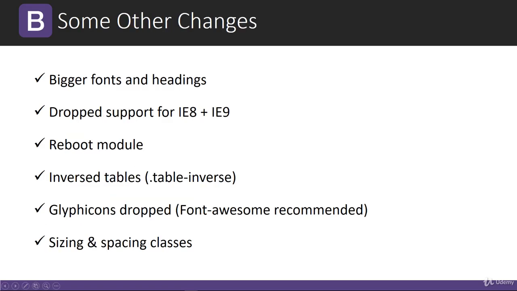Alright, so some of the other changes to note. There's now bigger fonts and headings. We have 4 new heading classes or display classes, which are really nice. Bootstrap 4 drops support for IE 8 and IE 9. Version 4 uses something called Reboot, which builds on to the normalized CSS, providing many elements with somewhat opinionated styles using only selectors. We also have an inverse table class for dark tables. And Bootstrap 4 has completely dropped glyphicons. It's now recommended to use Font Awesome, which was a much better library anyways. And then we also have some really nice new sizing and spacing classes.